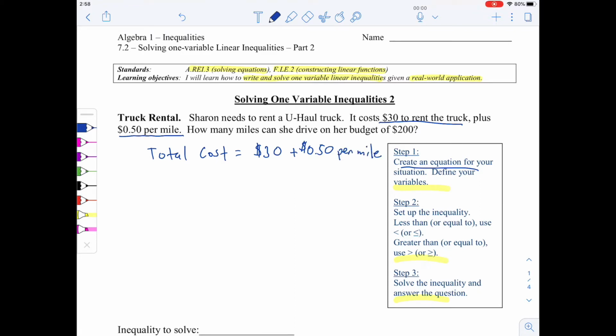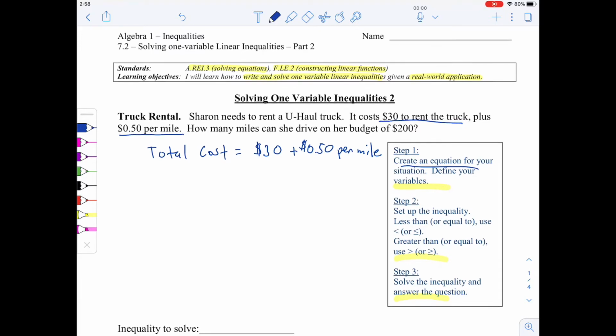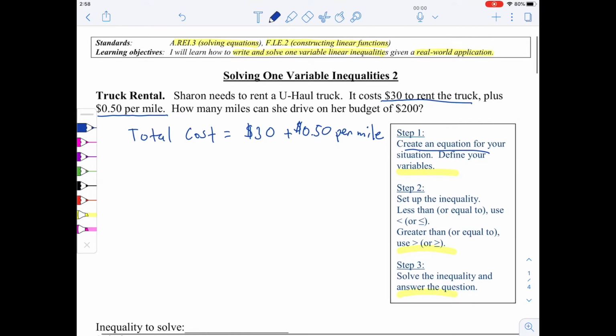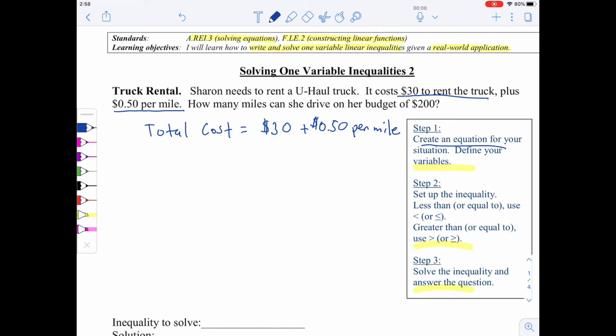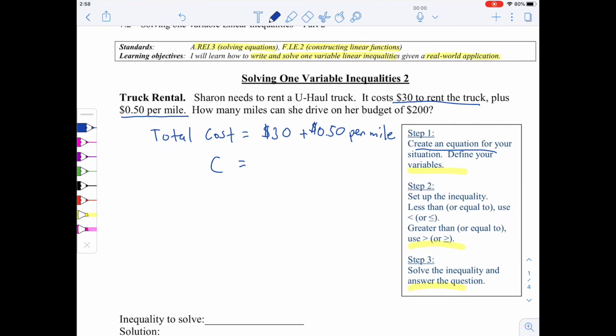So we set that up. Then we can create that into an equation, right? Instead of writing the words all the time, we can just write letters. Total cost, we can make that any letter that we want to. We can make this C. So your total cost is 30 plus 0.50 per mile. Miles, we can make M, any letter that you want to. So this will be your equation right here.